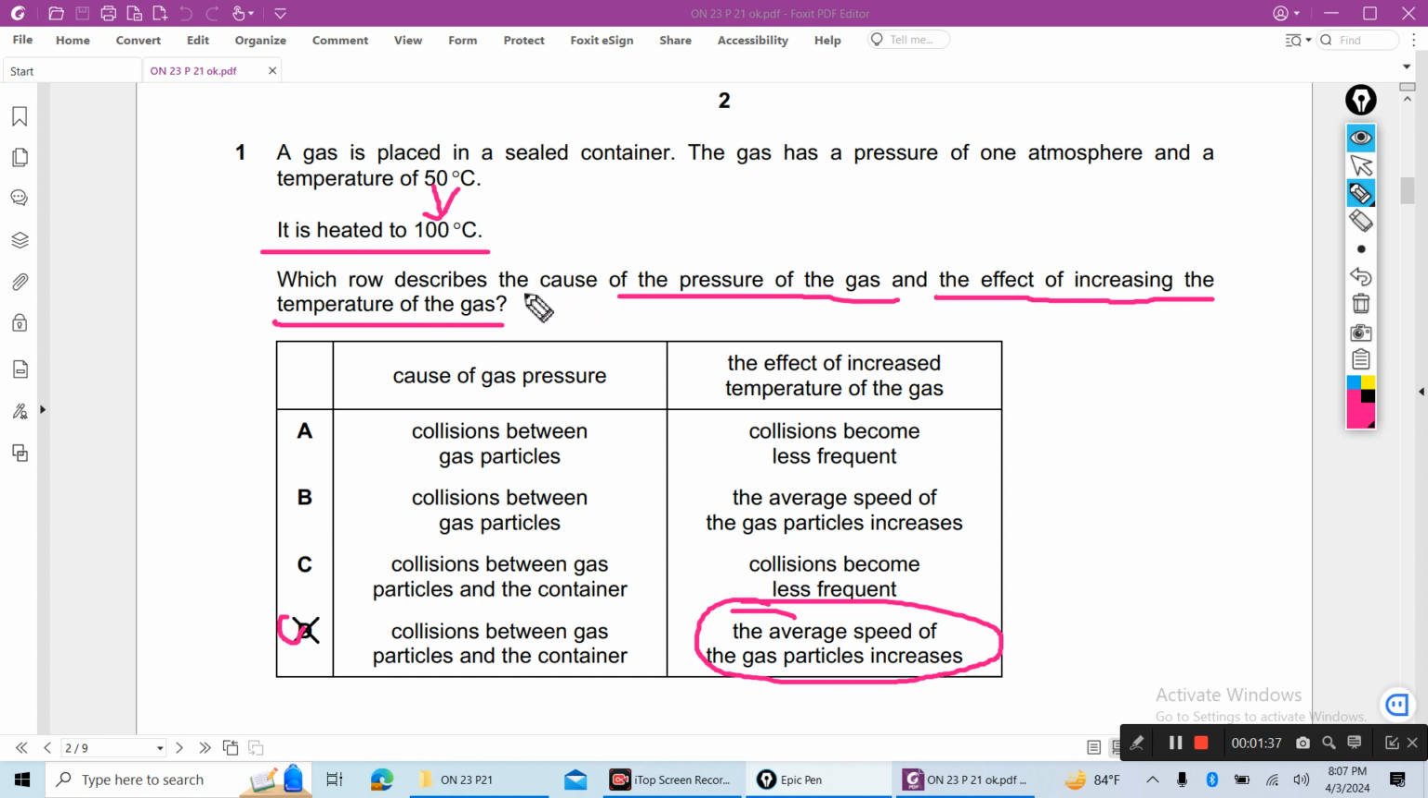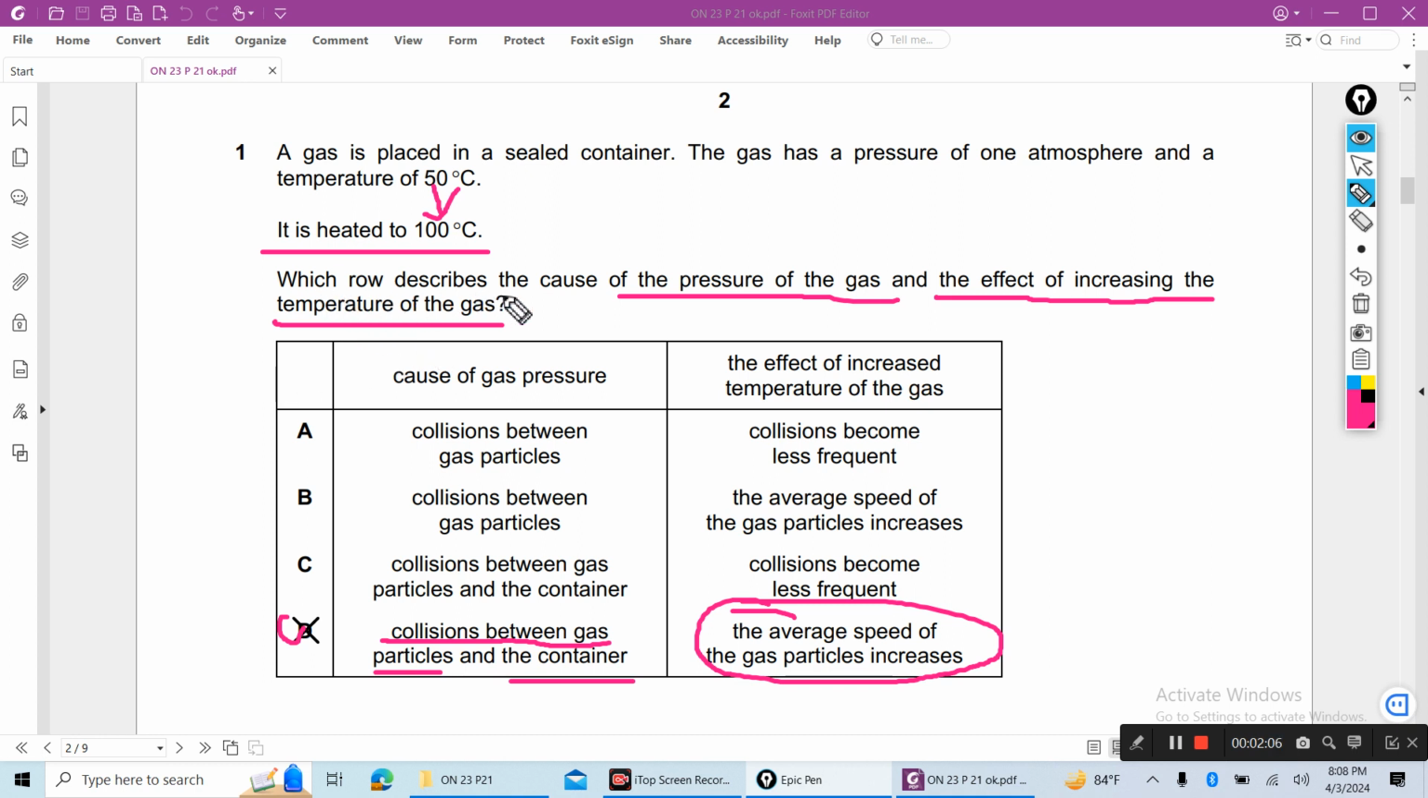And which row describes the cause of pressure of the gas? Why is pressure created in a gas? This is the reason: collisions between gas particles and the container. Gas particles collide with each other and with the container. This creates pressure. So the answer will be D.